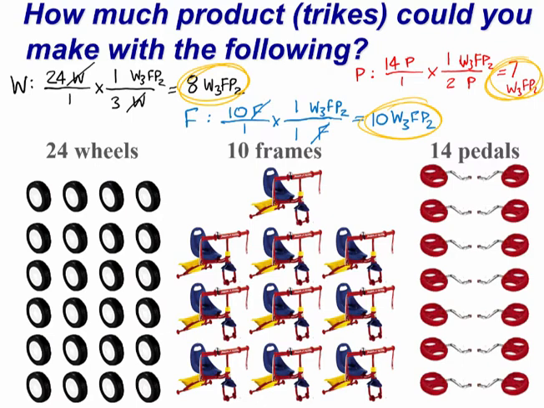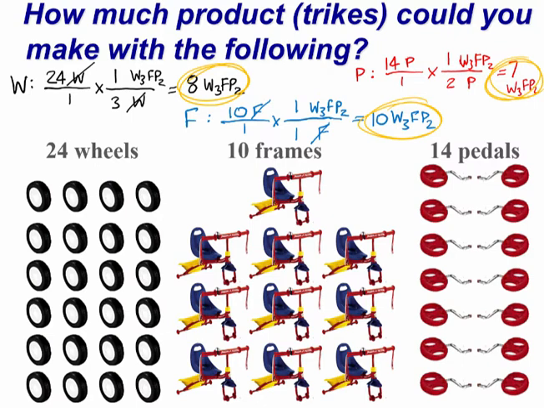What you may have done when you answered this question is that you picked the smallest number because you realized that once the pedals were gone, you can't make any more trikes. So you don't add or subtract these answers, you pick the smallest number. And we'll do the same thing with our chemical calculations.